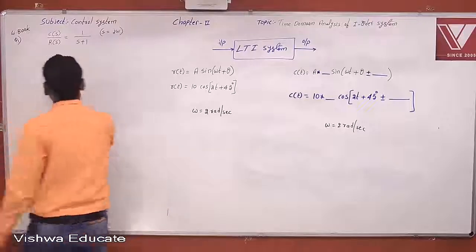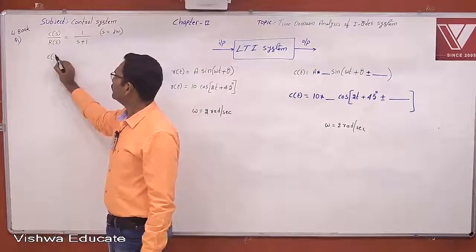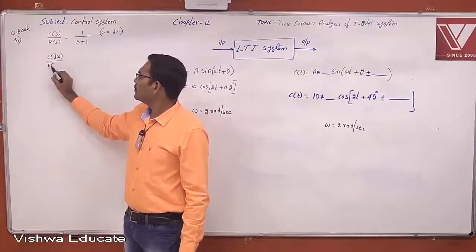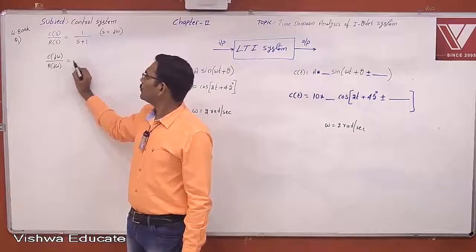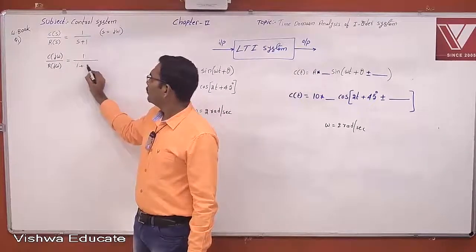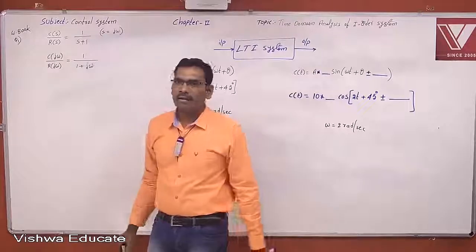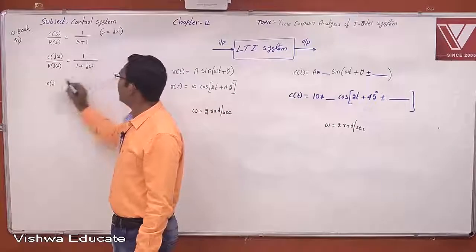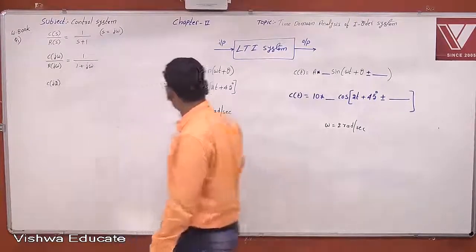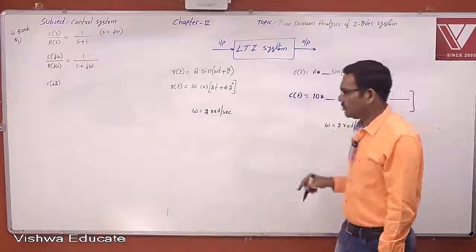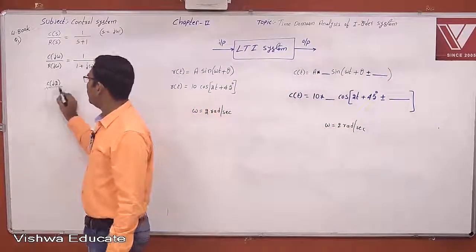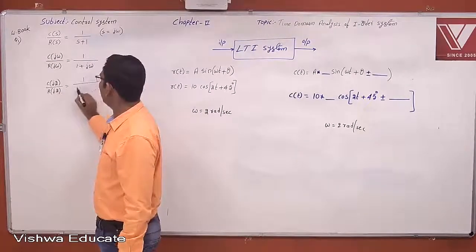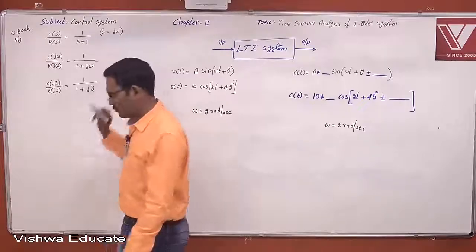So if you replace S equal to j omega, C of j omega by R of j omega is equal to 1 divided by 1 plus j omega. Therefore, omega is 2 radians per second, because at the input side it is the same, at the output side it is also the same, 2 radians per second. Now C of j omega by R of j omega, at omega equal to 2 radians per second, is equal to 1 divided by 1 plus j2. Is it right or not?